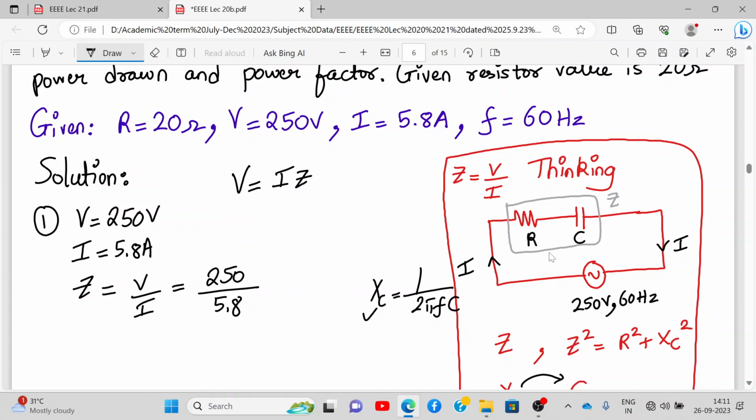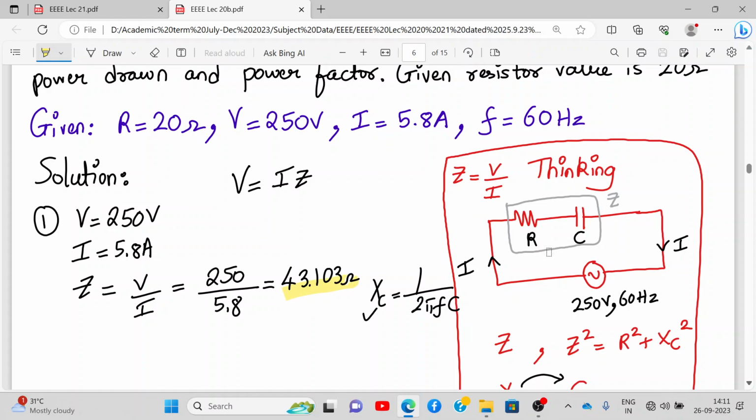So what is the value of 250 upon 5.8? I don't have the answers over here, so please help me out in this. 43 point what? 43.1. Okay, so that's the value of Z.